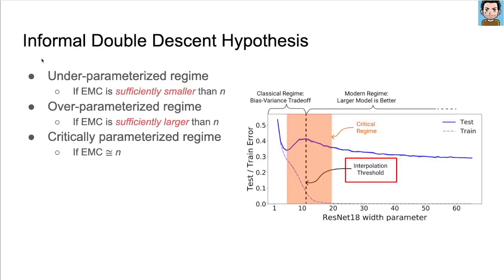The paper delivers an informal hypothesis for double descent. Our model lies in the under-parameterized regime when the effective model capacity is sufficiently smaller than n. n is the number of training samples, and our model lies in the over-parameterized regime when the effective model capacity is sufficiently larger than n. And finally, our model lies in the critical regime when the effective model capacity is approximately equal to the number of training samples. The authors admit that this hypothesis is informal because there is no formal specification for the sufficiently smaller and sufficiently larger terms here.